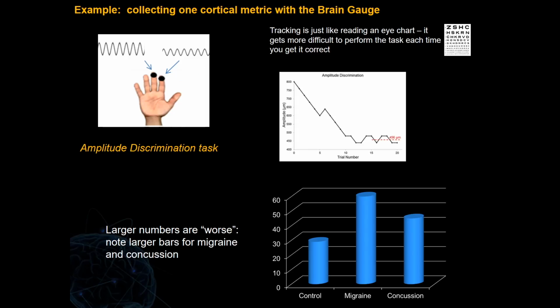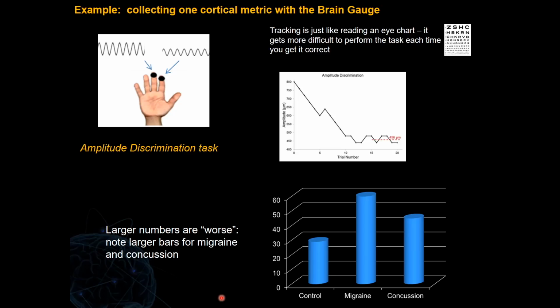In this example, we're going to collect one cortical metric with the brain gauge, and that example is the amplitude discrimination task. In the amplitude discrimination task, we deliver two stimuli, one to one finger, the other to the other finger. One stimulus is much larger than the other. The subject, patient, or individual is asked which stimulus is larger. So not a very tough question, but the subject answers that the larger stimulus is larger. When they answer that, it means they got the question right.